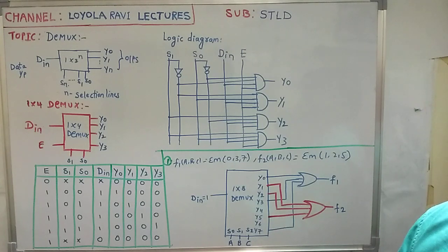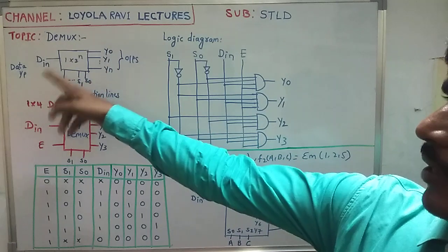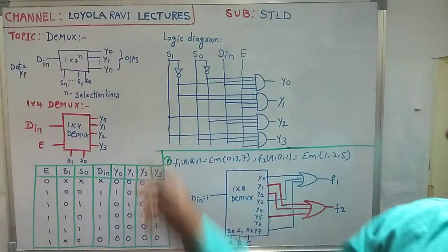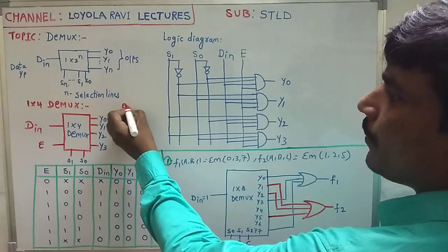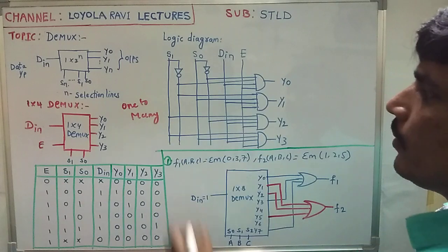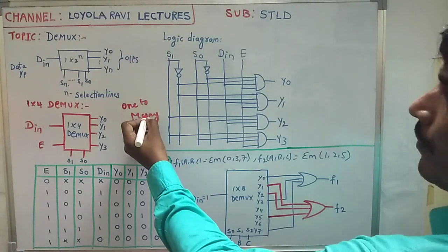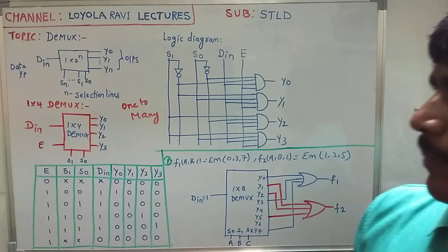A multiplexer has many inputs and one output, but in this topic the demultiplexer has one input and many outputs. One input, many outputs, that is nothing but one to many. One to many is nothing but a demultiplexer, and many to one is nothing but a multiplexer.